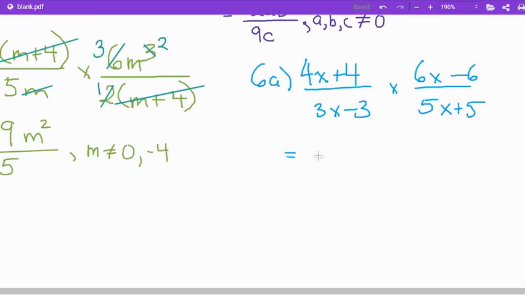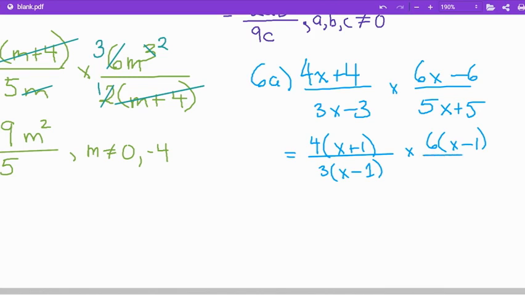And so in this question, I see I have a lot of common factors. So step 1, check for common factor. Factor out the 4, I've got x plus 1. Factor out the 3, I've got x minus 1. Times factor out the 6, x minus 1, starting to look good. Factor out the 5, x plus 1. Oh, beautiful. I can cross cancel the x plus 1s. I can cross cancel the x minus 1s.